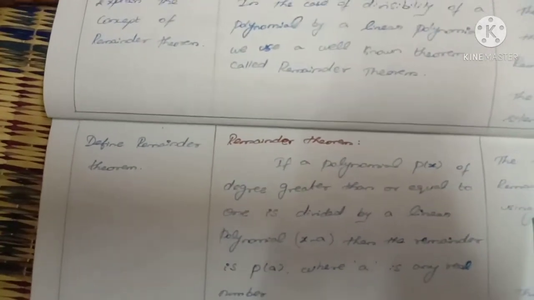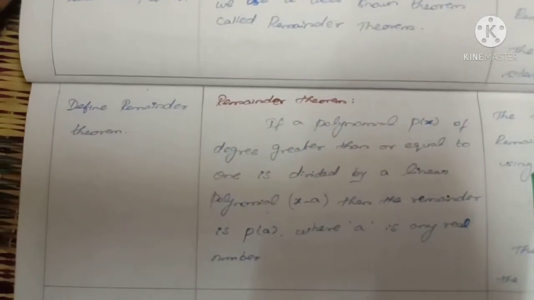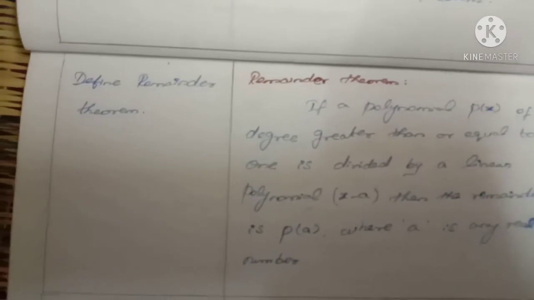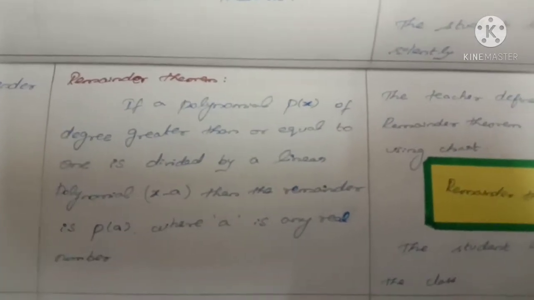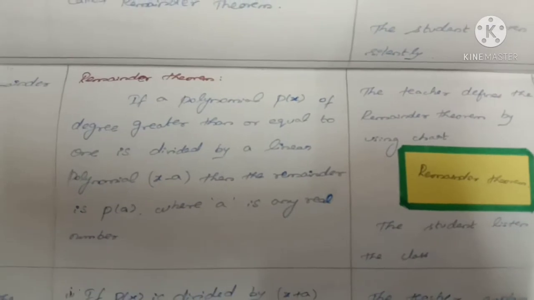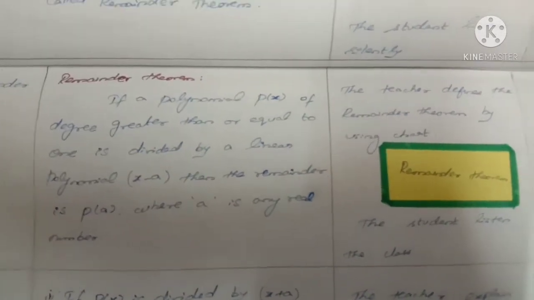In the second row, first box, define remainder theorem. In the second box, definition of remainder theorem. If a polynomial p of x of degree greater than or equal to 1 is divided by a linear polynomial x minus a, then the remainder is p of a, where a is any real number.